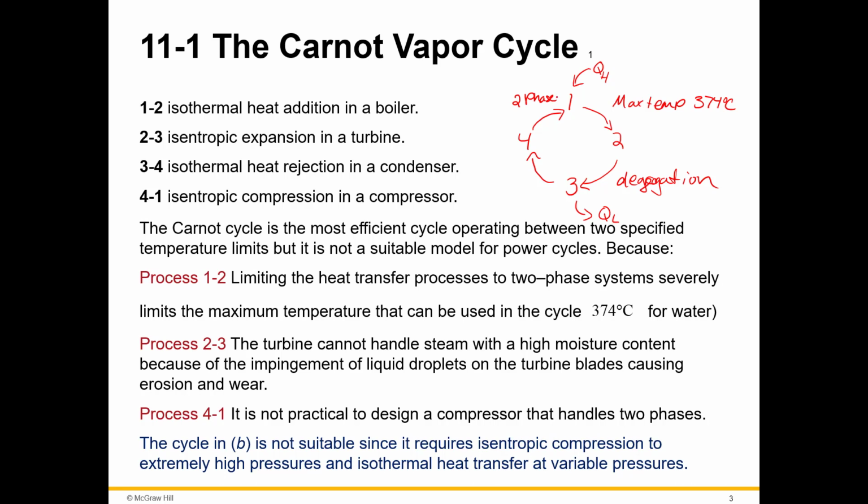But if those three limitations are considered and removed, this is the most efficient cycle. The cycle in B is not suitable since it requires isentropic compression to extremely high pressures and isothermal heat transfer at variable pressures. So it's just saying, hey, we've designed this. Theoretically, it's the most perfect, the most efficient, but it's not feasible, and there are some limitations.